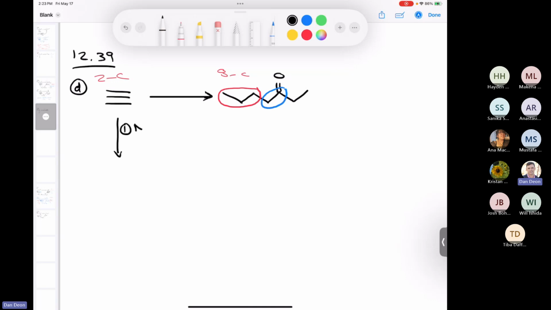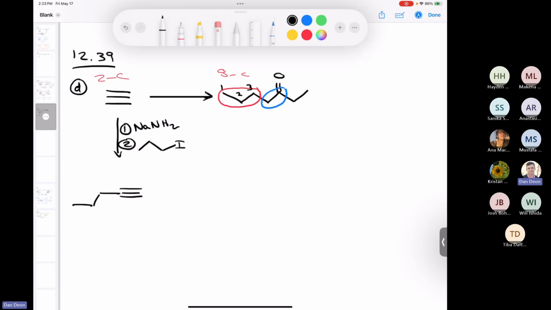So the first step is going to be sodium amide. And the second step is going to be propyl iodide, right? 1, 2, 3 carbons. So I'll put 1, 2, 3 carbons and then iodide. So that would give me 1-pentyne. It would give me this compound.